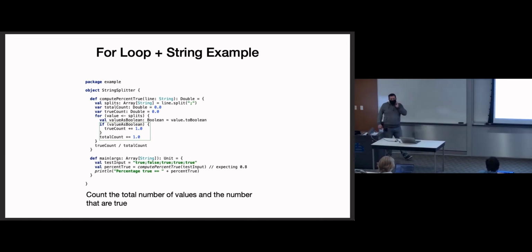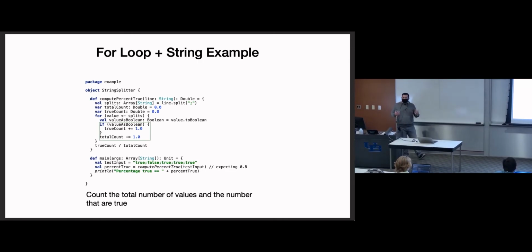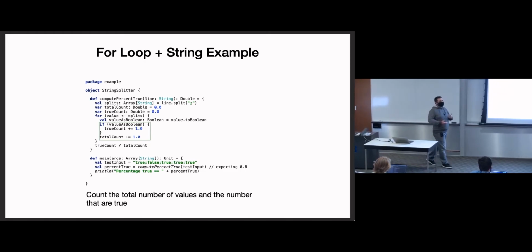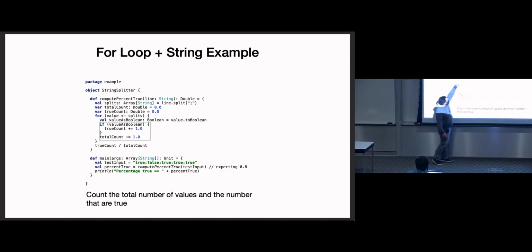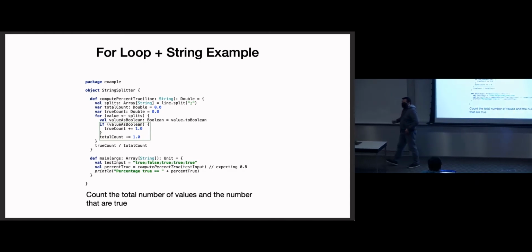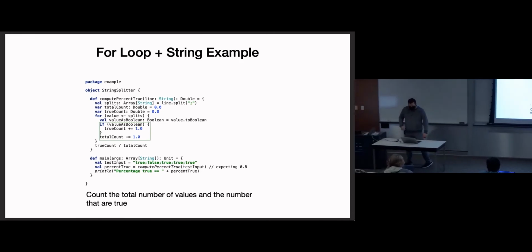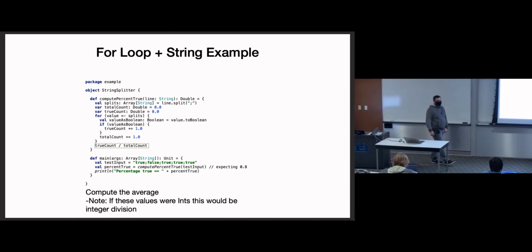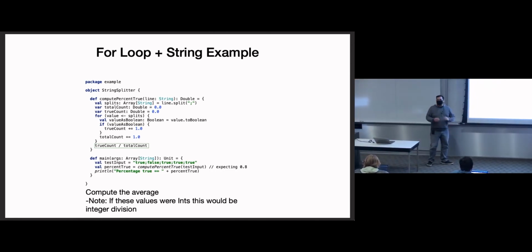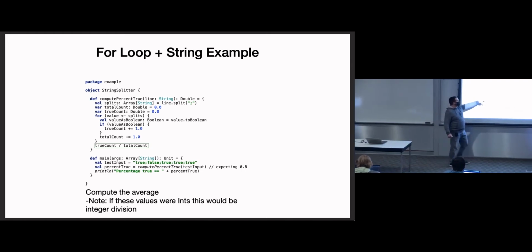So if true, if I'm reading the value true, I want to increment my true count, how many times I've seen the value true, and whether it's true or not, I'm going to end the conditional. This isn't in an else. This executes every single time this loop iterates. I'm going to increment the total count, the total number of values that I've seen. And finally, I'm going to divide the two. This is always the last expression evaluated in this method. So this is the return value, is whatever this evaluates to.